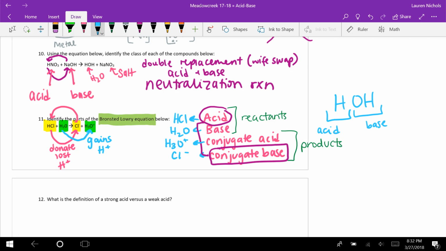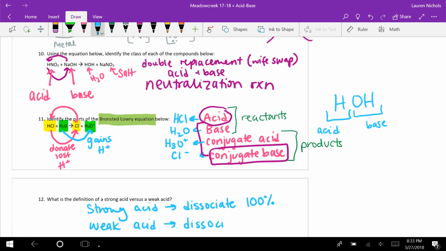And so if we look at number 12, when we're talking about strong acid versus weak acid, a strong acid is going to dissociate, or break apart into ions, 100%, or almost like 99%. But a weak acid is going to dissociate definitely less than 20%. Sometimes it's even less than 5 or less than 1.